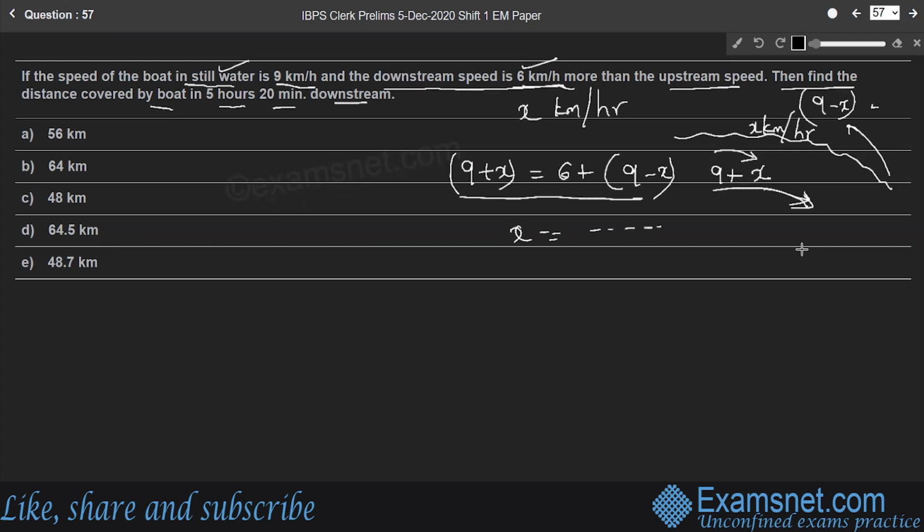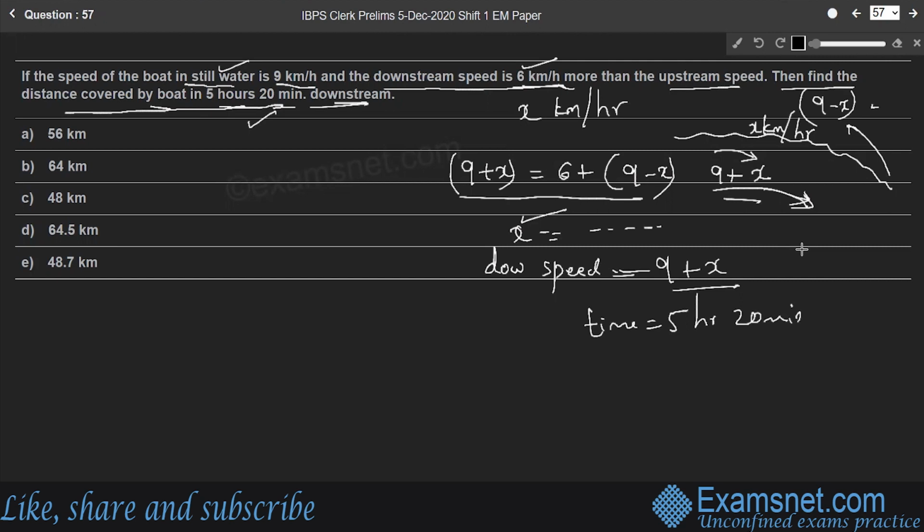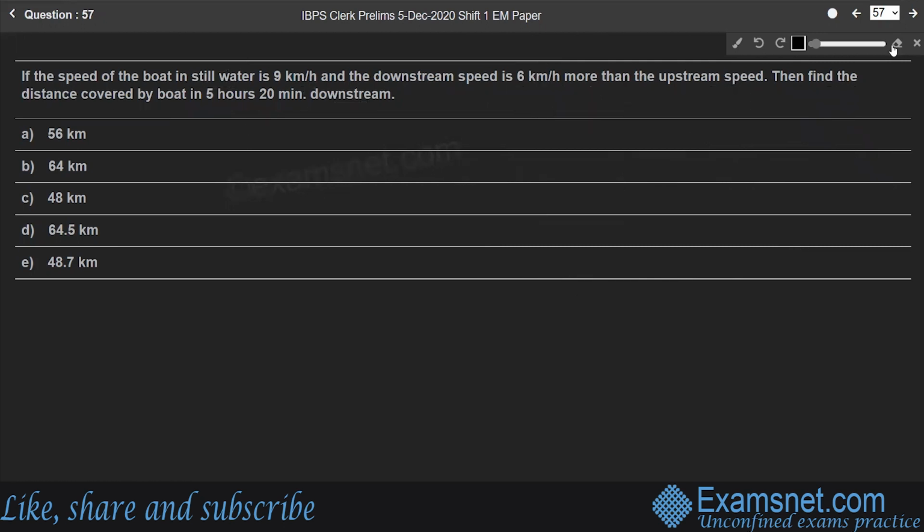In the question it is asked to find the distance covered by the boat in 5 hours 20 minutes downstream. By taking the value of x, we'll find the downstream speed, which is 9 plus x. We'll substitute the value of x here. Then we know the value of time, which is 5 hours 20 minutes. The product of speed and time gives the distance covered by the boat downstream. Let us solve this problem step by step.